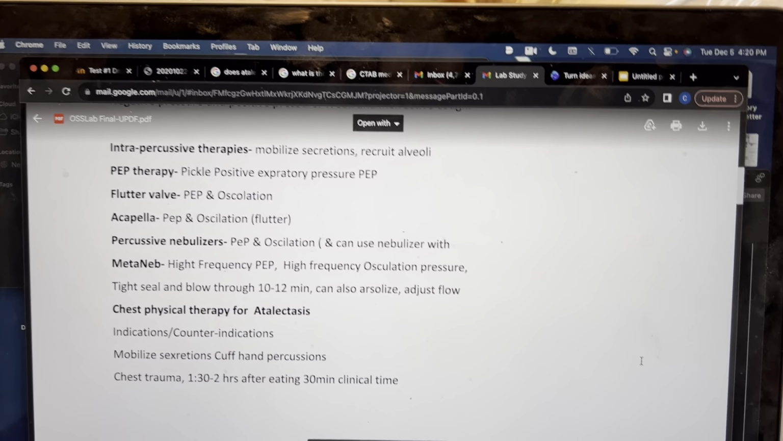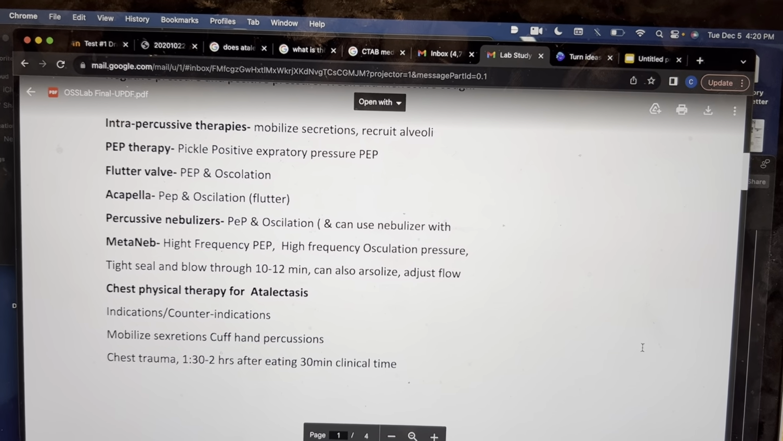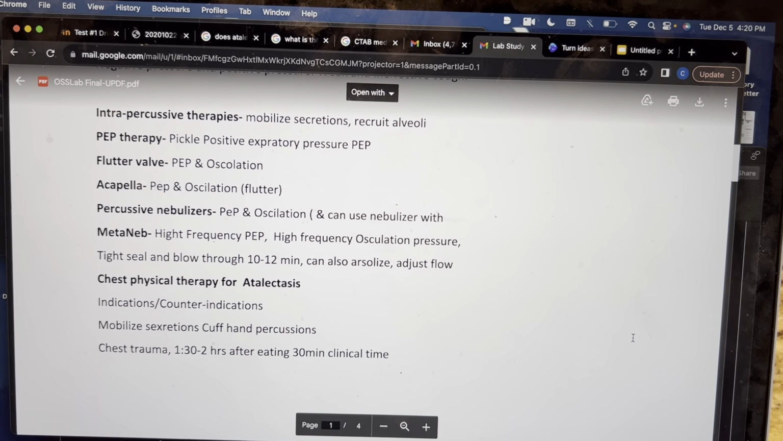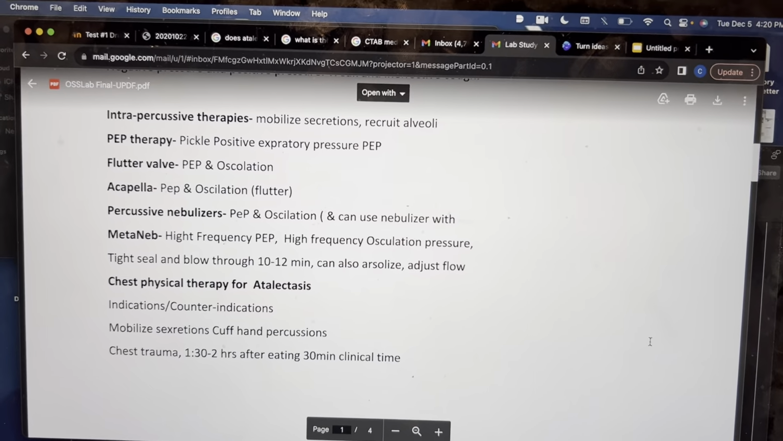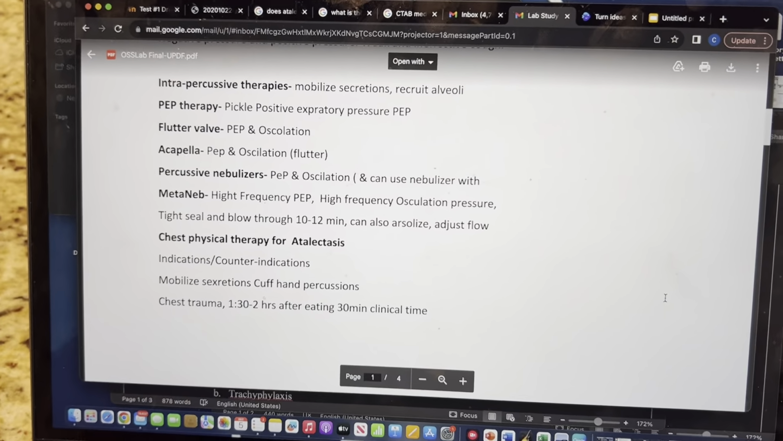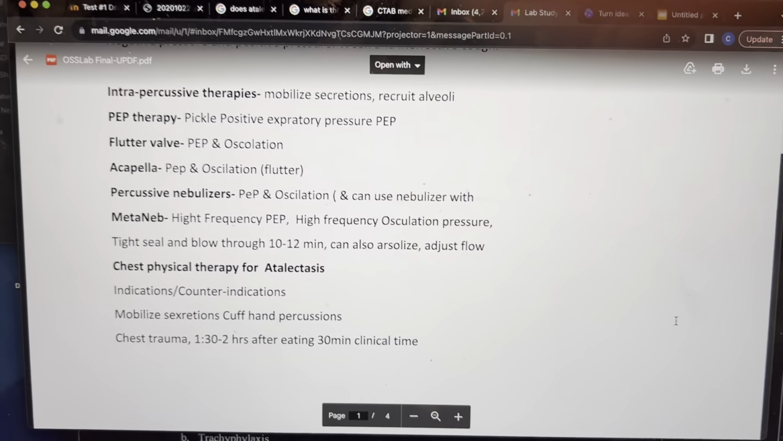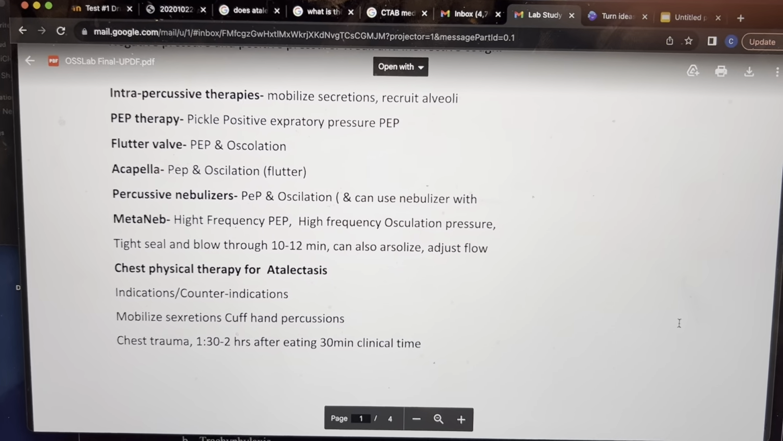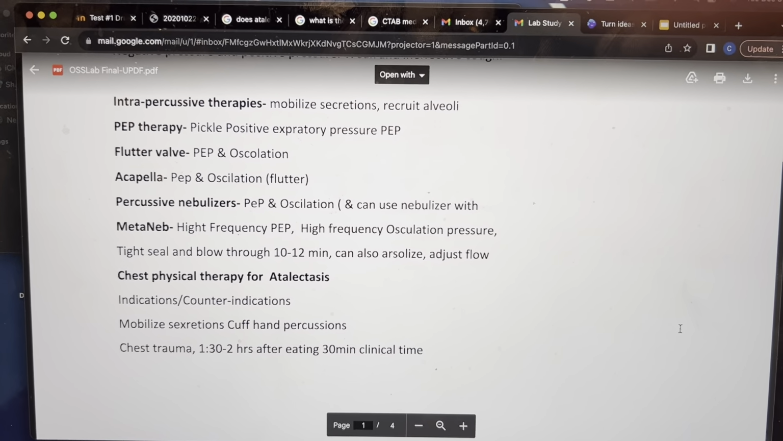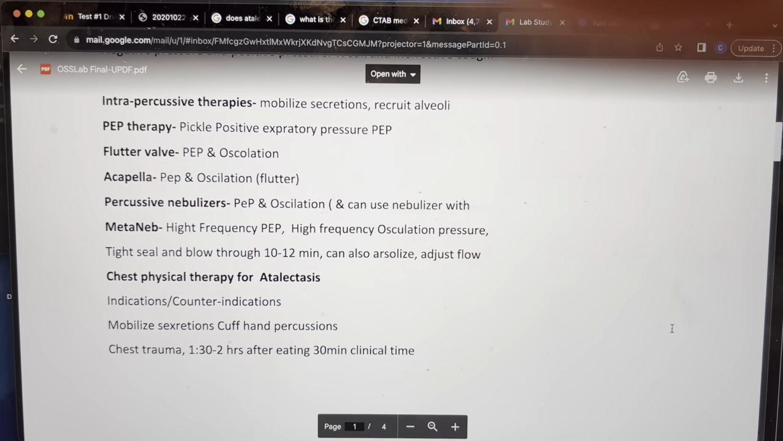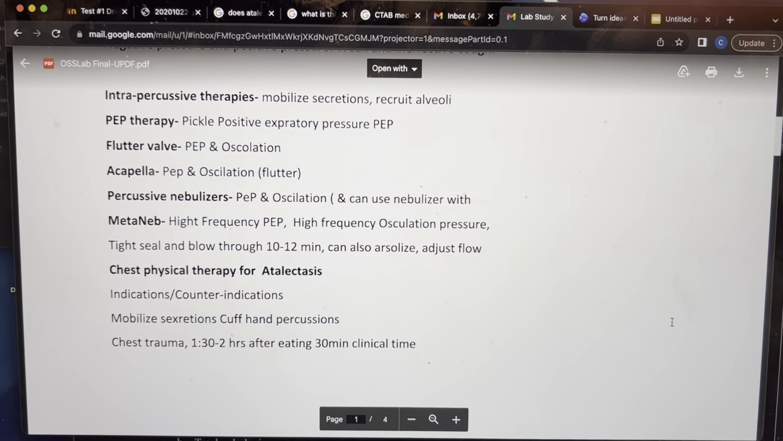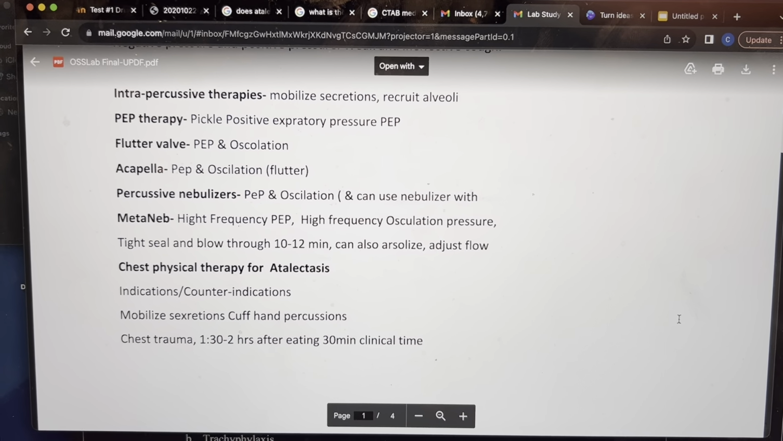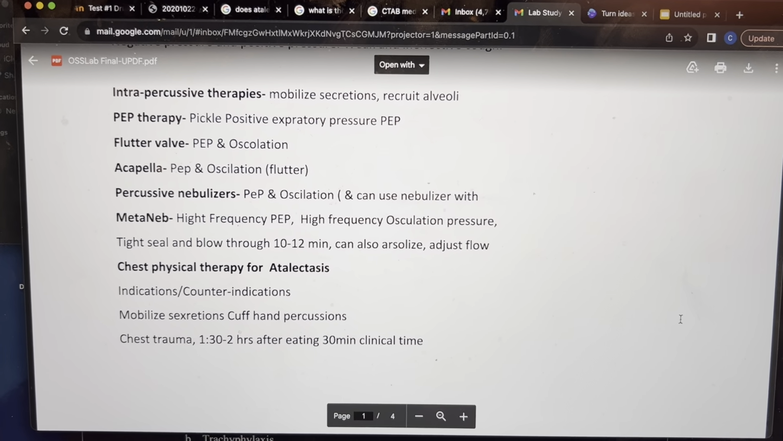Interpercussive therapies are used to mobilize secretions and recruit alveoli. PEP therapy is positive expiratory pressure, using the pickle. Flutter valve uses PEP and oscillation. PEP opens up and recruits the alveoli, and oscillation vibrates and mobilizes the secretions. Acapella also works by PEP and oscillation, and I think it's also the pickle device.